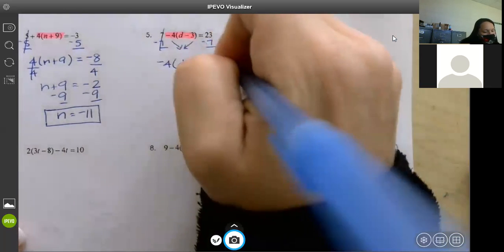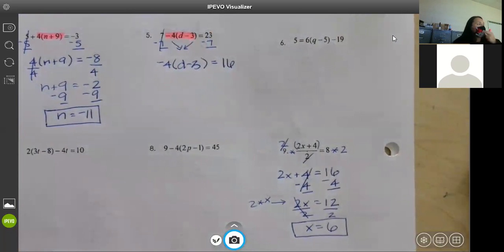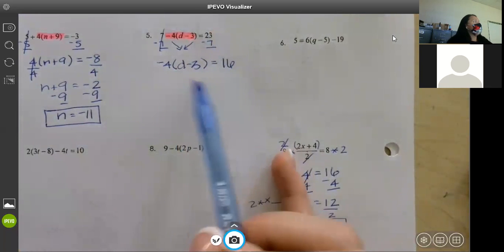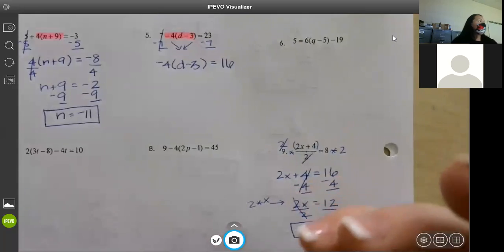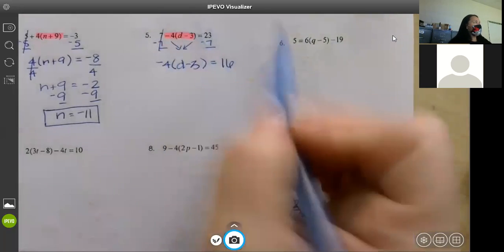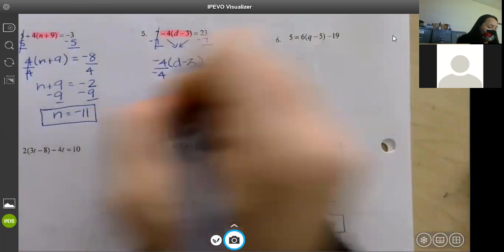Perfect. Now it's just like the last one. What did I do on the next one? What do I do on this? I need to get rid of this -4 because it's not with that d minus 3. So how do I get rid of that -4? It's on the outside. Remember, it's being multiplied. So what do we do? Divide it. Just like the last one.